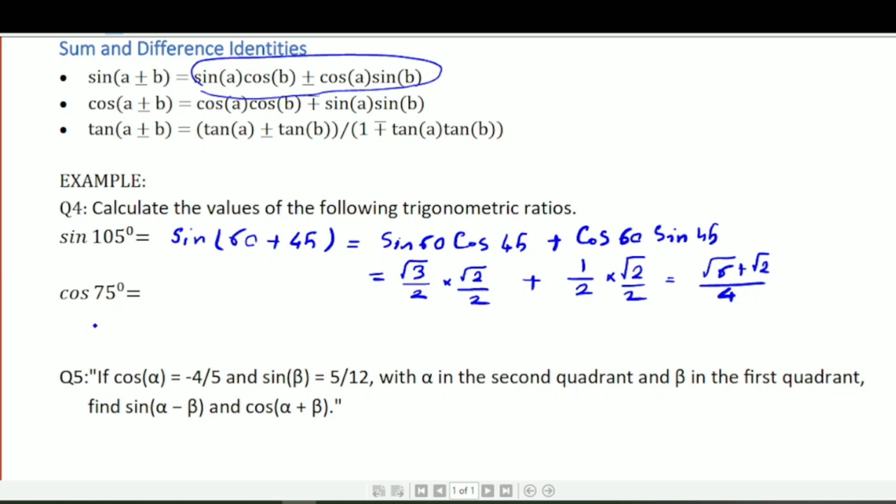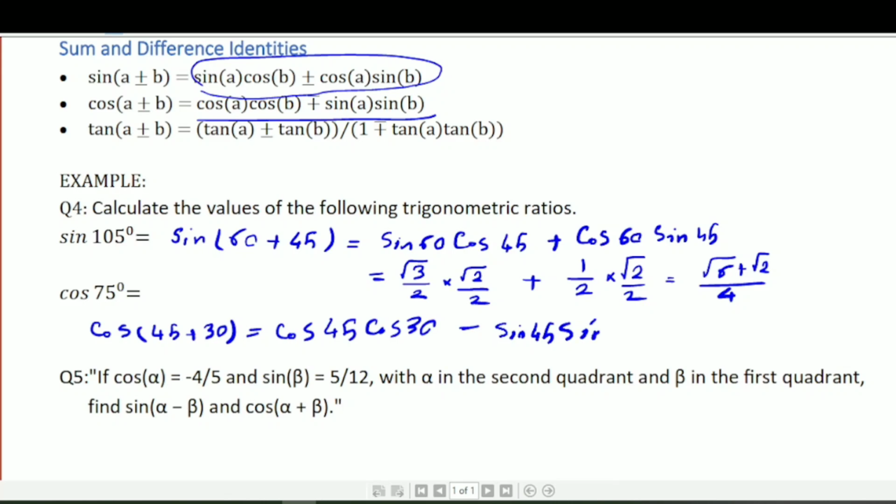For example, we break 75 into 45 plus 30. Cosine of 45 times cosine of 30 minus. So we are using the second formula. Minus sine of 45 times sine of 30.